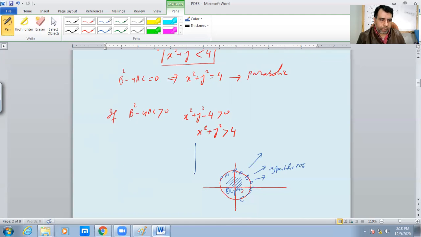So if our domain omega is this rectangle in which this circle of radius 2 lies, then we say outside of this circle, the equation is hyperbolic, inside it is elliptic, and on the circumference, this equation is parabolic. So whenever you have variable coefficients in a partial differential equation, it is possible that the same equation represents different character in different portions of the domain, as is depicted in this example.